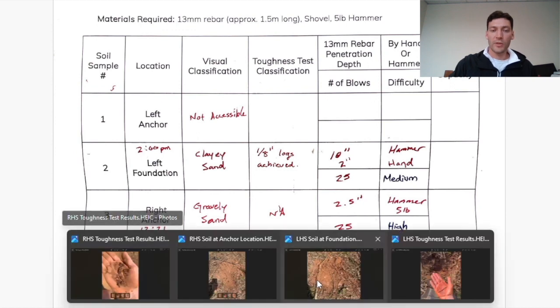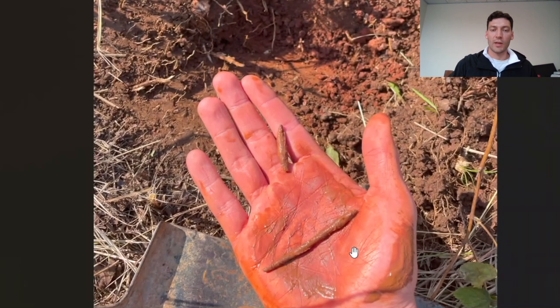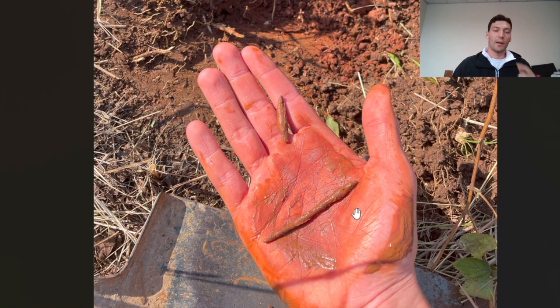So here's a picture from this survey site of the toughness test that we performed on this soil. I took a soil sample in the palm of my hand, introduced some moisture, and then attempted to roll it into threads. And you'll see from the picture here that I did achieve rolling that soil sample into 1/8 inch diameter threads. So what this tells us is that the soil has a high percentage of fine-grained particles.